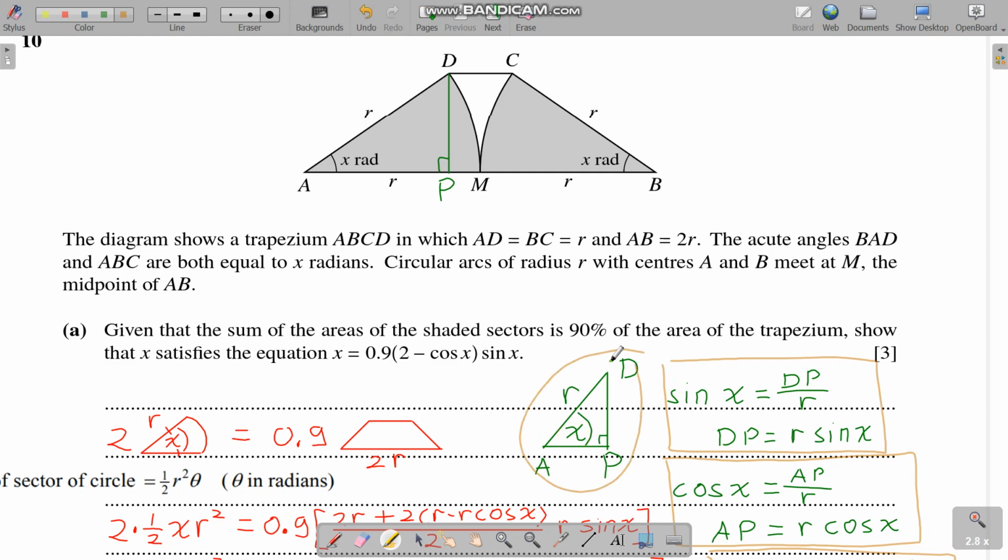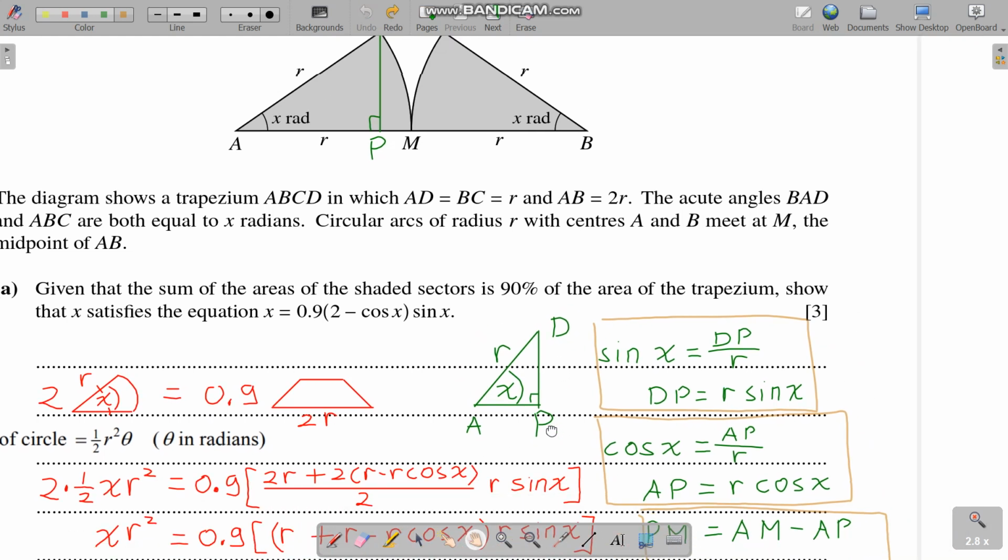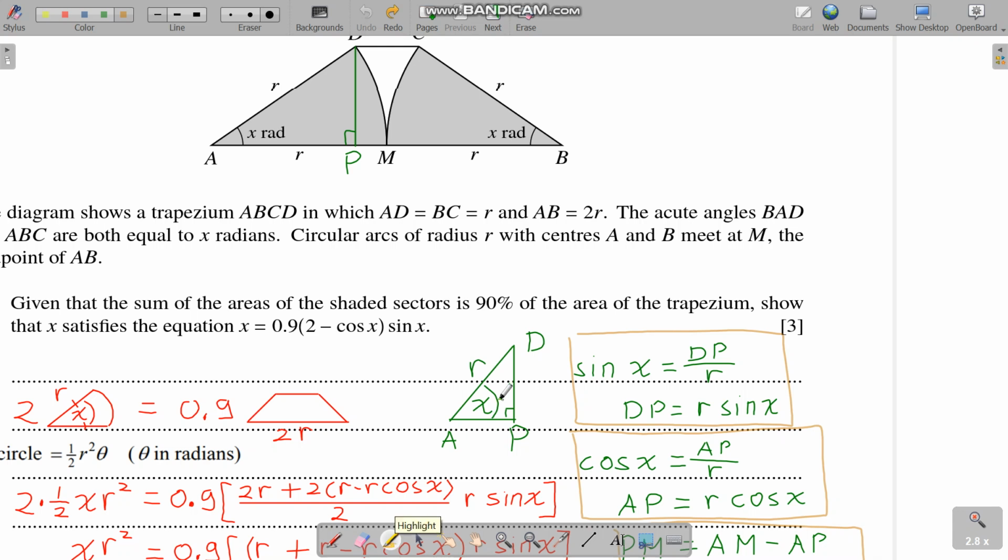So we have a right angle triangle, using sine and cos. Sine is opposite over hypotenuse, which means we can find the height of the trapezium, the DP, which is r sine x. And using cos, we can find the AP. Cos is adjacent over hypotenuse, AP over r. Multiply both sides by r, we get AP equals r cos x. So that's AP.